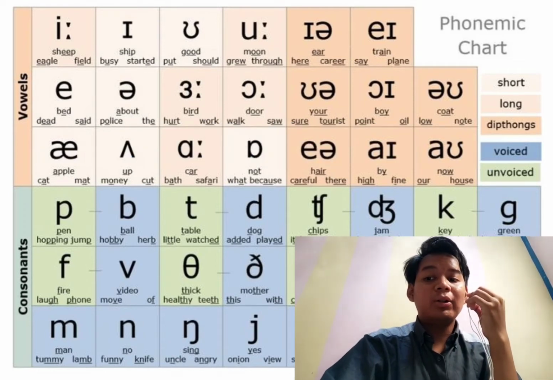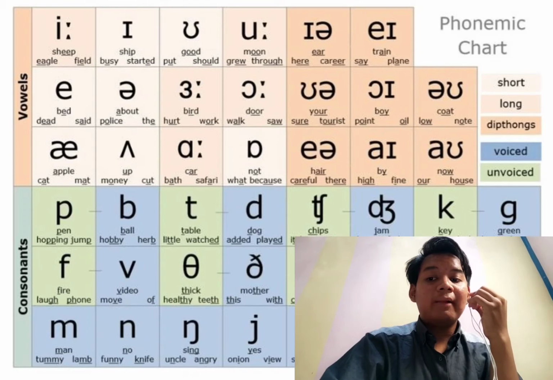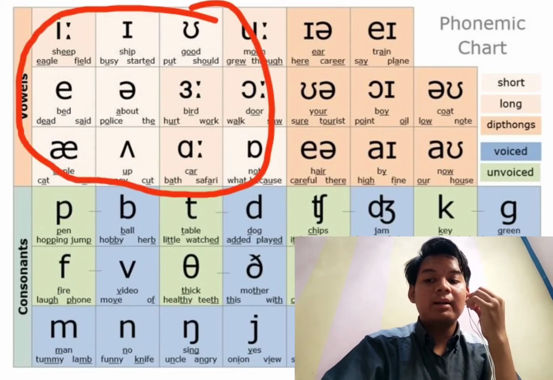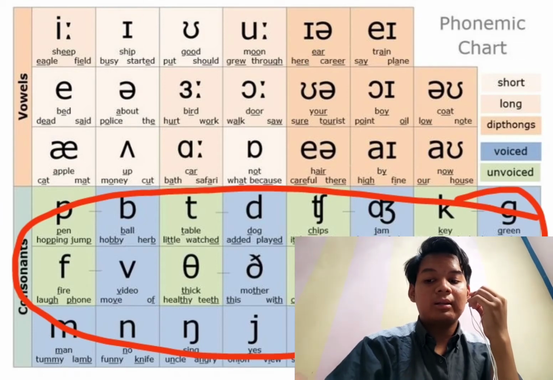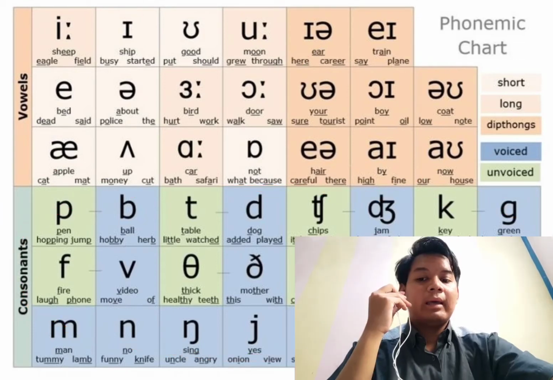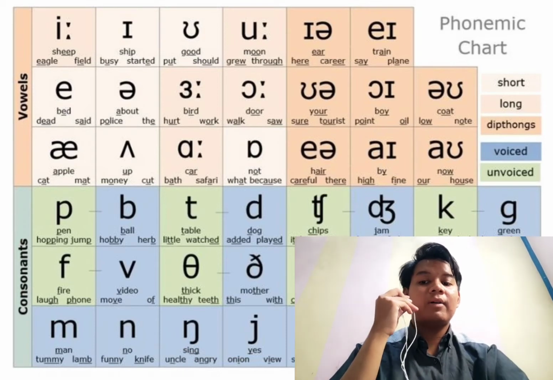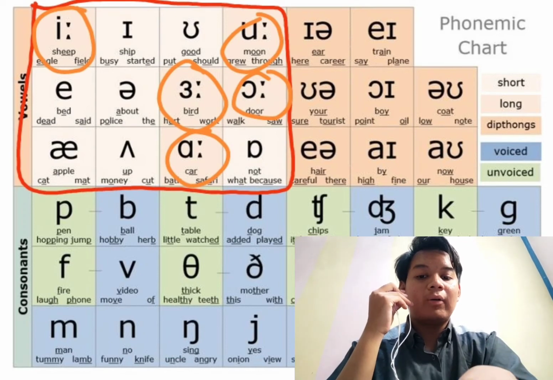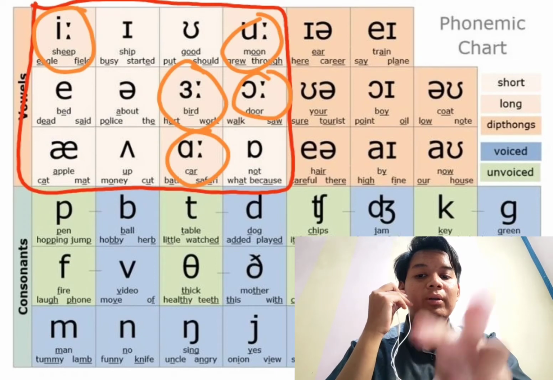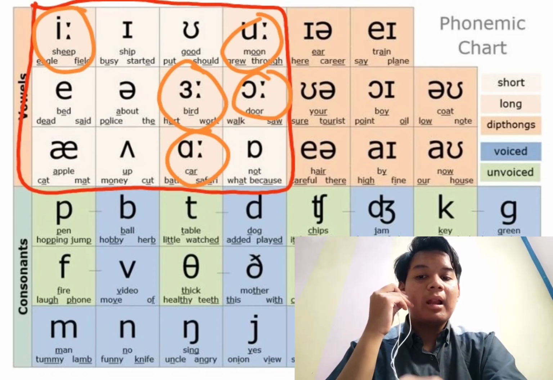Okay, now I want to explain the phonetic alphabet. The phonetic alphabet is divided into three parts. At first, there are vowels. The second is diphthongs, and the third is consonants. At first, I will explain vowels. In vowels, there are 12 sounds, and vowels are divided into two parts: long vowels and short vowels.